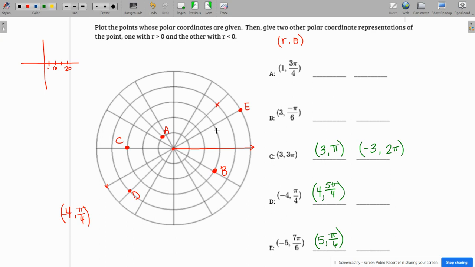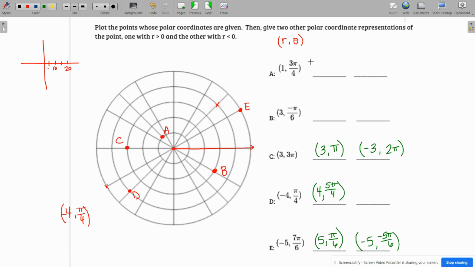-5, 7 pi over 6. So again, where we have E here, if we wanted to write another one with a negative r value, we could say, well, what is this angle over here? How could I represent this in another way besides 7 pi over 6? Well, it's the same thing as saying -5 pi over 6. Up here, 1, 3 pi over 4, that was this point here.